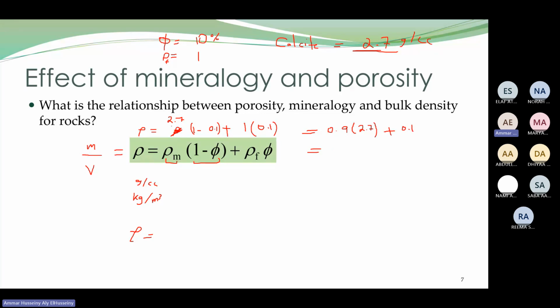Why is it gram per cc? Because our input here was in gram per cc, for both of these. All right. Any question about that? No, thank you. It was clear. So this is for the bulk density.